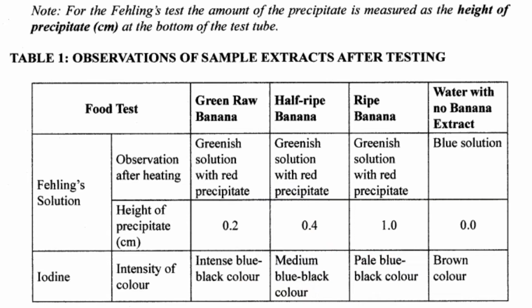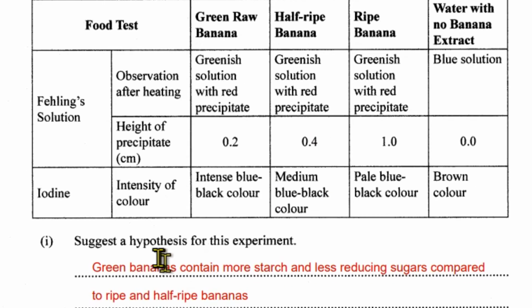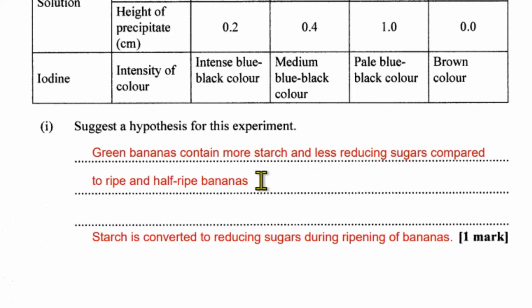So let's look at the experiment here. Just a hypothesis for this experiment: green bananas contain more starch and less reducing sugars compared to half ripe and ripe bananas. Remember, a hypothesis is a statement that you would have to prove true or false. This would be before you even do the experiment, and it's something that you would test. It doesn't have to be a true statement. Our next hypothesis would be: starch is converted to reducing sugars during ripening of bananas.